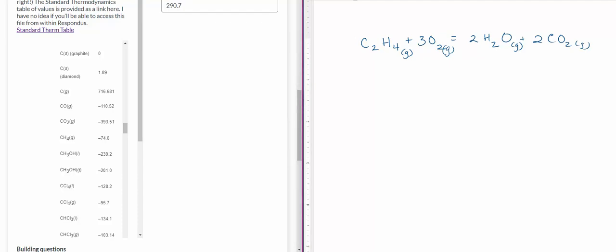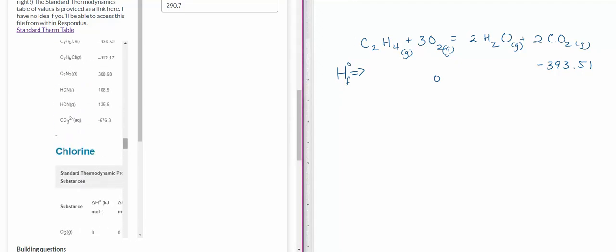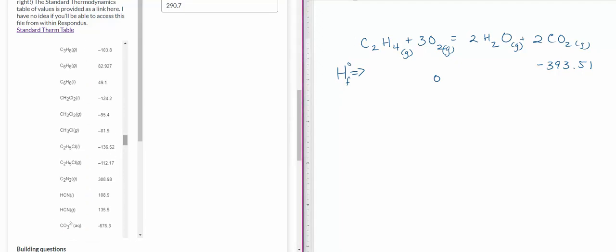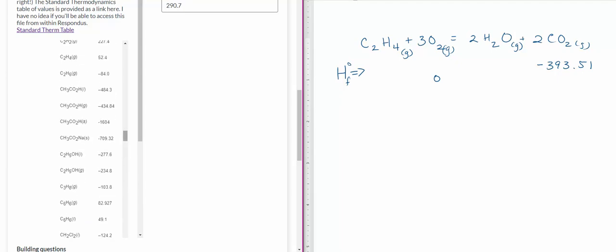And then we're going to need to find the delta H, or the H of formation, for each of these compounds. So here I'm going to go CO2, which I just used, is negative 393.51. Then I have oxygen, I have water. Oxygen is going to be 0 because that's its elemental form. But what about that C2H4? Let's see, what do we have here? C2H4 is 52.4. And again, the units for this are kilojoules per mole.